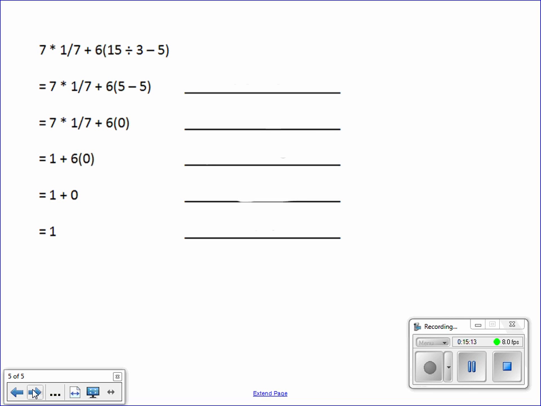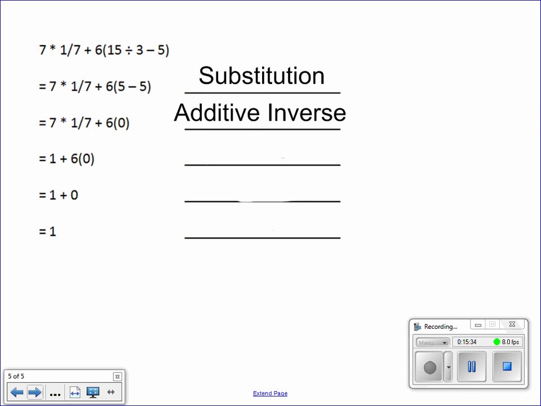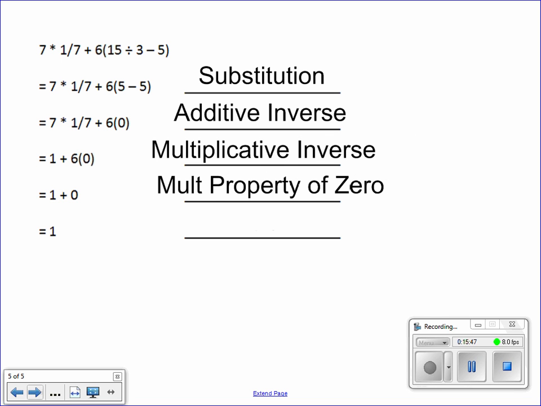Go ahead and make sure you try these ones on your own. Pause it here, try and fill them out, and then check your answers here. First one, 15 divided by 3 gives us 5. That's a substitution. Next, 5 minus 5 in the parentheses is 0. Additive inverse. 7 times 1/7, that's multiplicative inverse. 6 times 0 is 0, multiplication property of 0. And 1 plus 0 is 1, additive identity. And that is it for our notes here today.